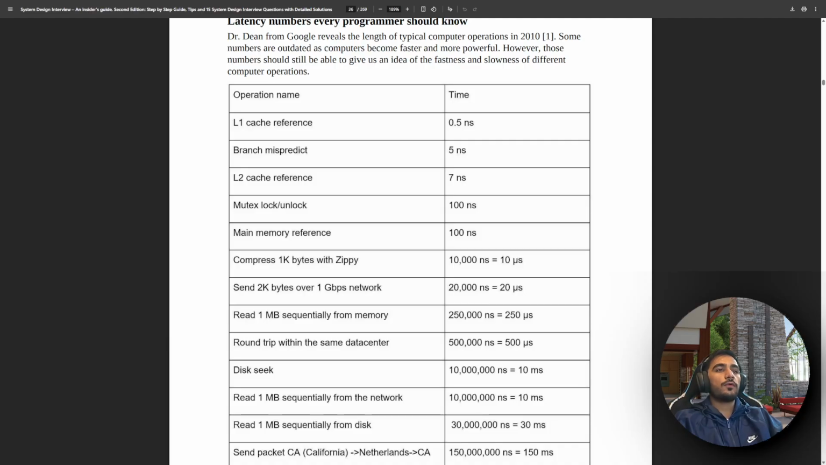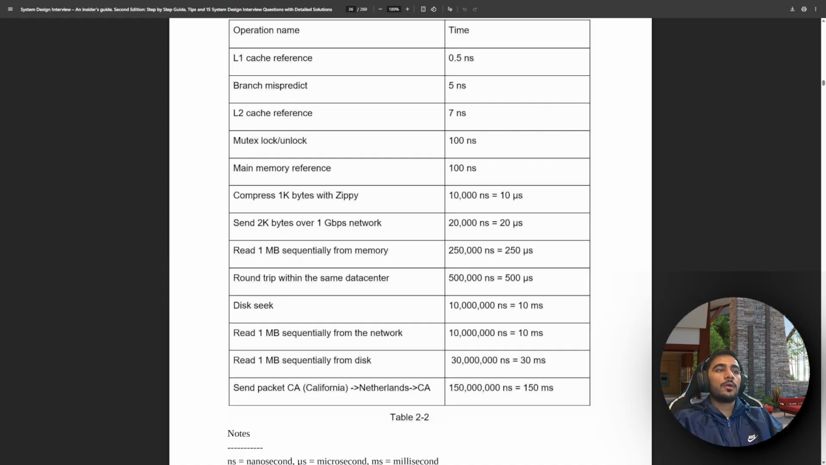Compress 1k bytes with Zippy, 10,000 nanoseconds, that is 10 microseconds. Send 2k bytes over 1 Gbps network, 20 microseconds. Read 1 MB sequentially from memory, 50 microseconds. Round trip within the same data center, 500 microseconds. Disk seek 10 ms. Read 1 MB sequentially from the network, that is 10 milliseconds or 10 million nanoseconds. Read 1 MB sequentially from disk, 30 milliseconds. And send packet from California to Netherlands to California, 150 milliseconds.